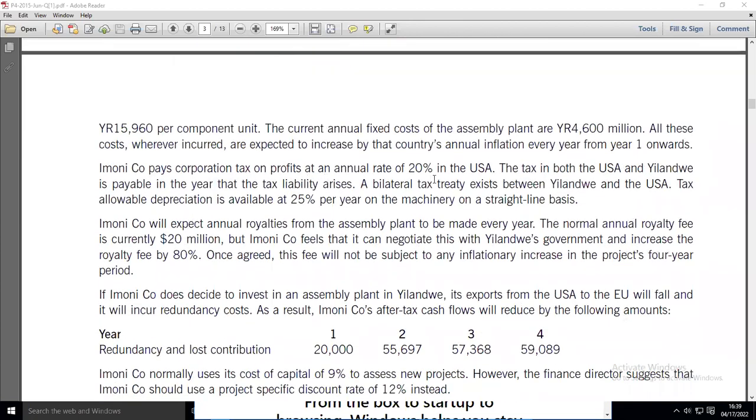I pays corp tax at 20% in the USA. The tax in both USA and Y is payable in the year that the tax liability arises. A bilateral tax treaty exists between Y and US. Tax allowable depreciation is 25% on the machinery on a straight line basis. So you've got your tax allowable depreciation 25% on machinery only, and the format is straight line. Okay. In the USA, the tax is 20%.